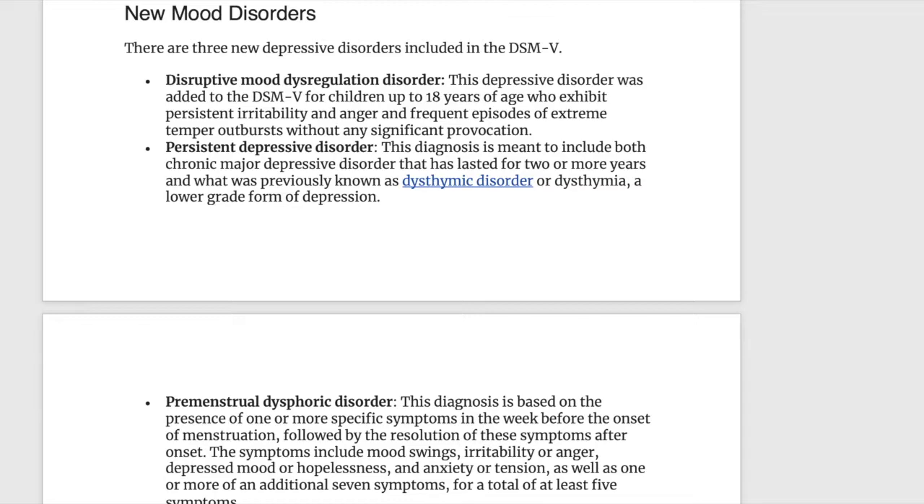I work with a lot of women, and I've noticed PMDD as a very significant new diagnosis that has come to light and has put a name on the symptoms that a lot of my clients were experiencing for years or sometimes decades. Now there's something they can go to and say, this is what I have, and then actually get treatment for it. So let's start with disruptive mood dysregulation disorder. This depressive disorder was added, and it is for children up to 18 years.